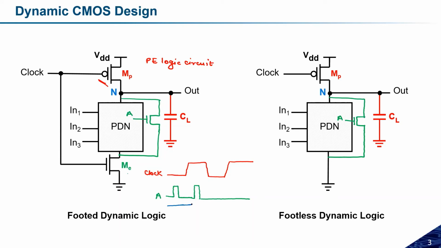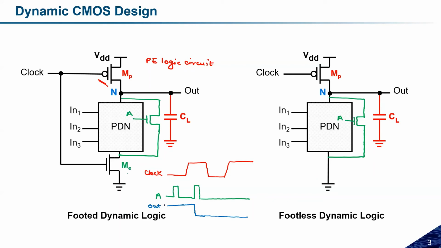Now, during the evaluation phase, if I get some change in the input in the first circuit, the footed one, then the output will change to 0, and that will remain 0 until it is charged again. So this will be the waveform for the first circuit. Now let us see how the waveform for the second circuit will look. So this is the output.